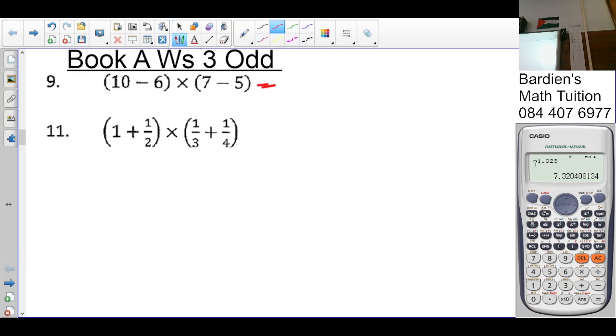Number 9 is 8. I get 8. Not 6. 7 over 8. Right. Any problems with number 9? Yes. What do you have? I got 2. How did you get 2? Tell me. Talk to me. Okay, so 10 minus 6 equals 4. Yes. Times 2 because... And what's 4 times 2? Number 11. Any issues with number 11?